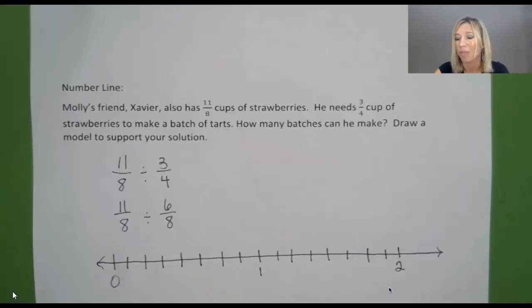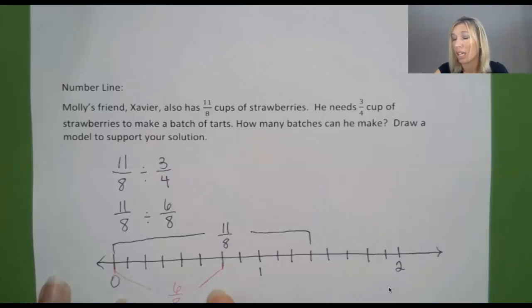Okay, I've created my number line, and I've partitioned it into 8s. Our problem says that we have 11/8. I want you to find 11/8 on your number line and make a bracket for it. Okay, I found where 11/8 would be. I know 8/8 is one whole, so this is 9/8, 10/8, 11/8. How many 6/8 are in 11/8? I'm going to use a different color now, and I'm going to show where 6/8 would be.